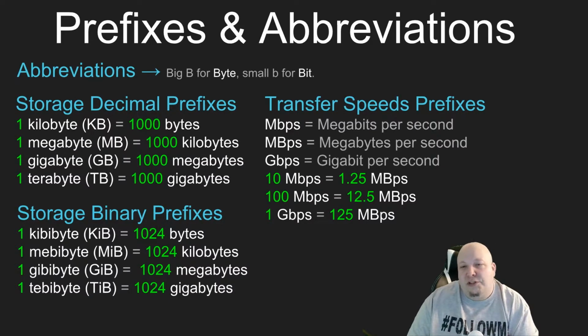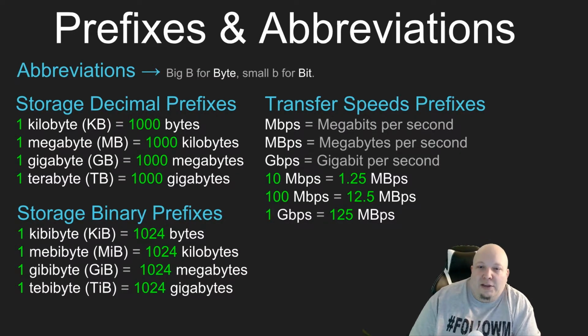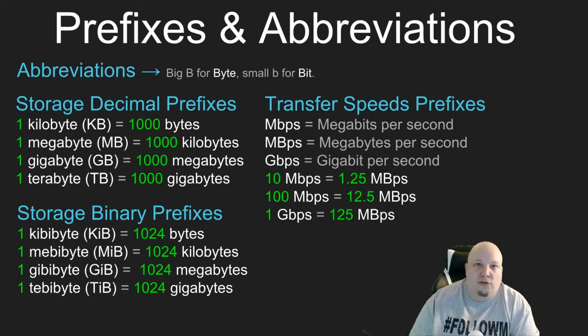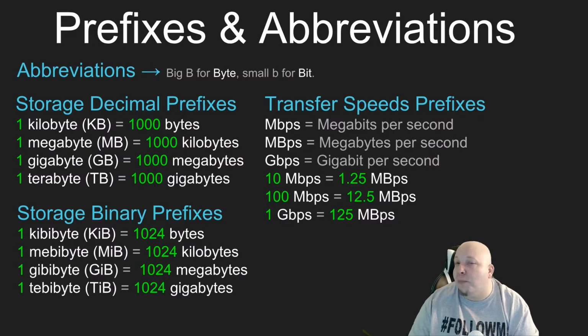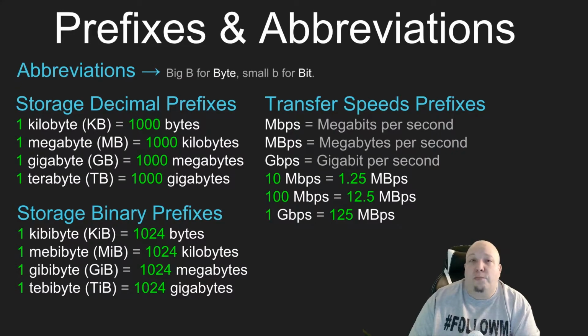Internet service providers tend to talk about bits per second because, for marketing reasons, it sounds nicer when they say they want to sell you a 100 megabit per second package, as opposed to saying they're going to sell you a 12.5 megabyte per second package, right? That just sounds better, which is why they tend to refer to bits per second as your transfer speed.